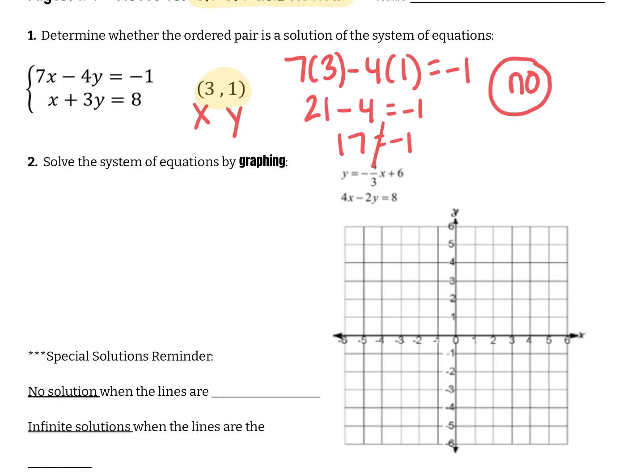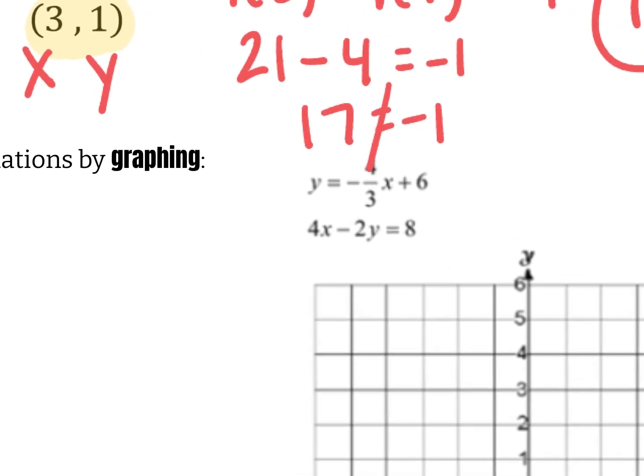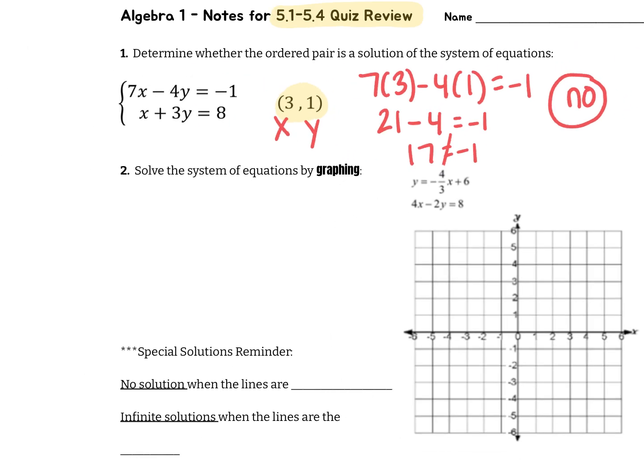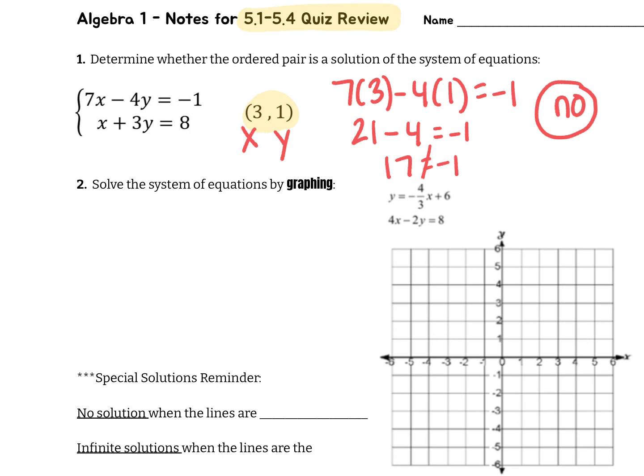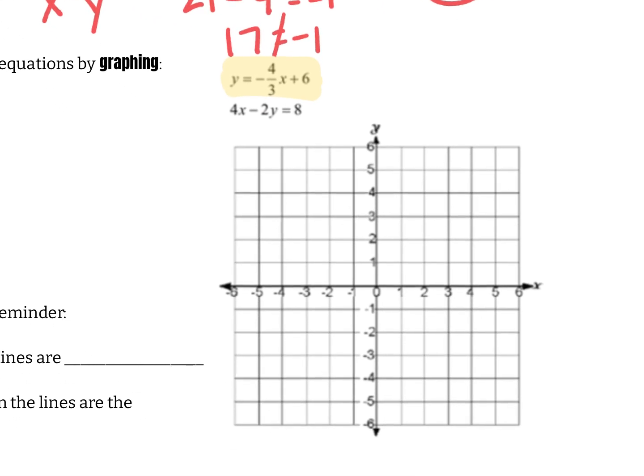The next one says solve the system of equations by graphing. Again, this was toward the beginning of the unit. Unfortunately, I cannot read that number because I wrote on top of it. Oh, it's -4/3. Okay, so we are graphing both of these equations. The one that I'm highlighting right now in yellow is already in slope-intercept form, so I can graph that really without doing any work. So I can start graphing right away.